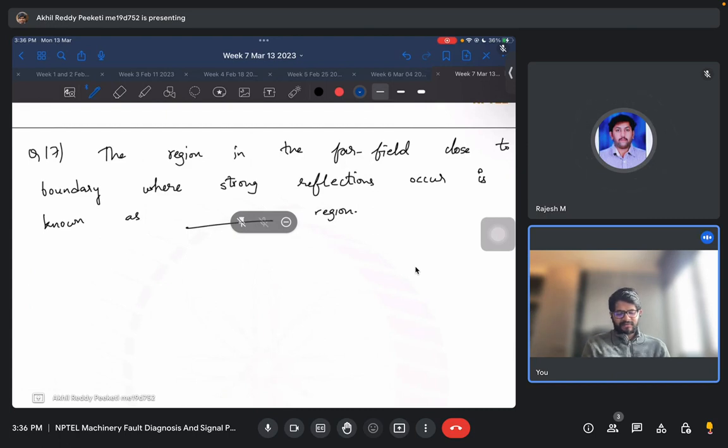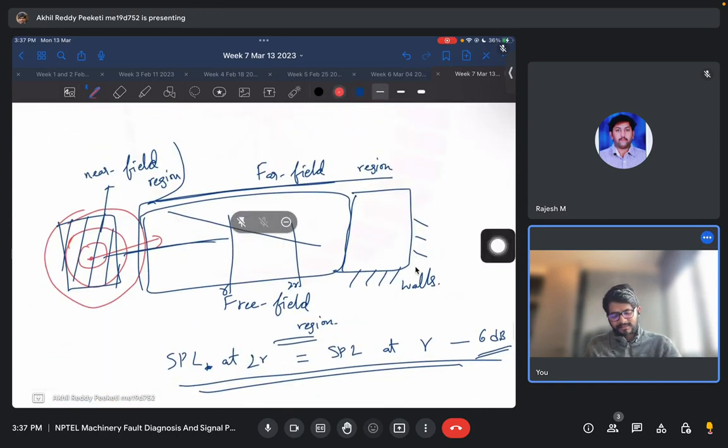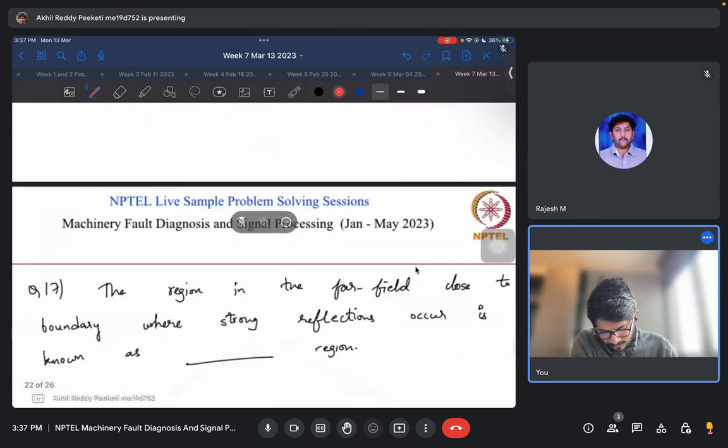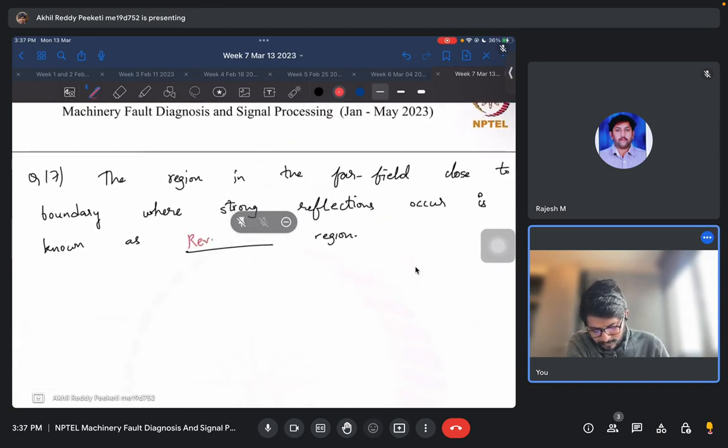Now, the region in the far field close to the boundary where strong reflections occur is known as what? Basically this last region is where the sound reflects from the walls, and again the sound pressure level doesn't decrease like in the free field region because of these walls. What is this region called? This is called the reverberant region. It is the region closer to the wall or at the end of the boundary where the sound reflects, and because of that it doesn't neatly reduce like in the free field region. It could be any value.